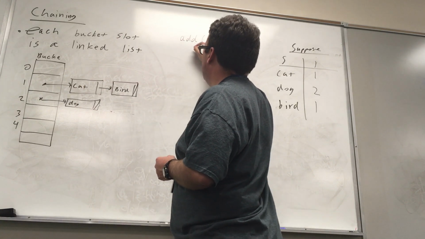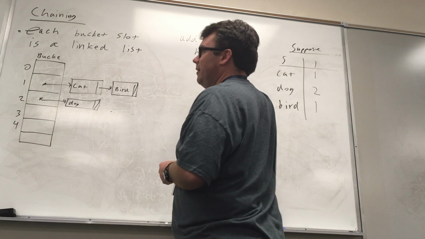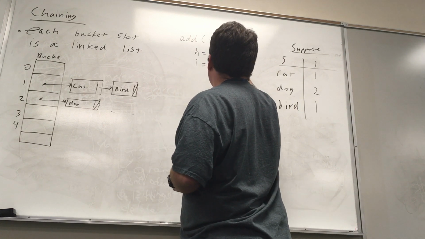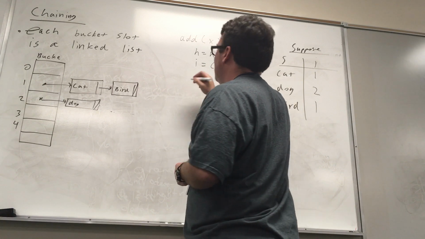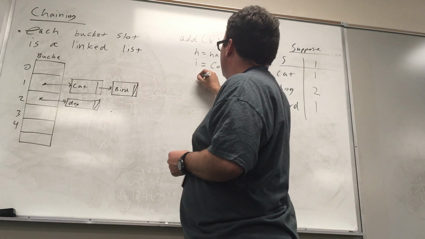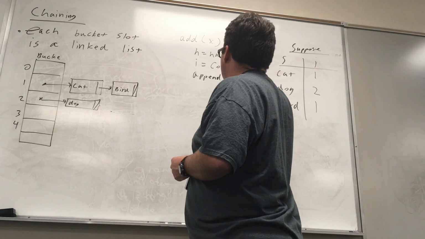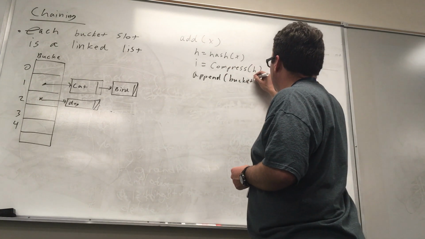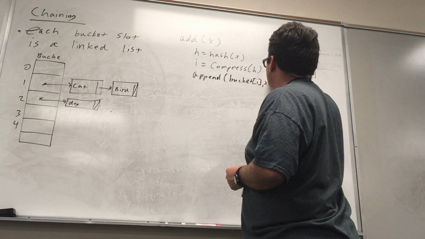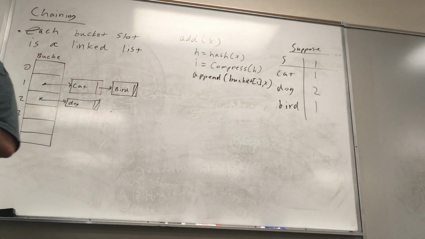I would add an X. I would do H equals hash X. I equals compress H. And then I would append to buckets of I the value of X. And that's not an ideal way to do it. That is the chaining way. This is a realizable algorithm.